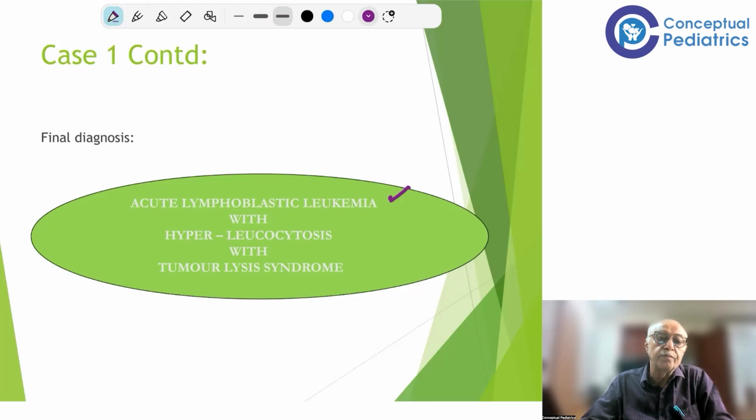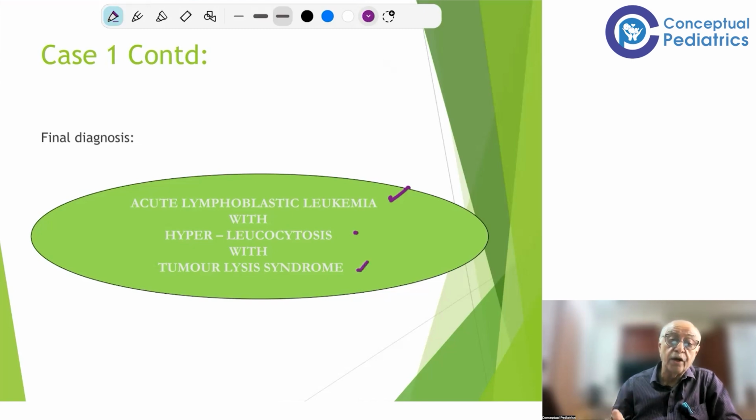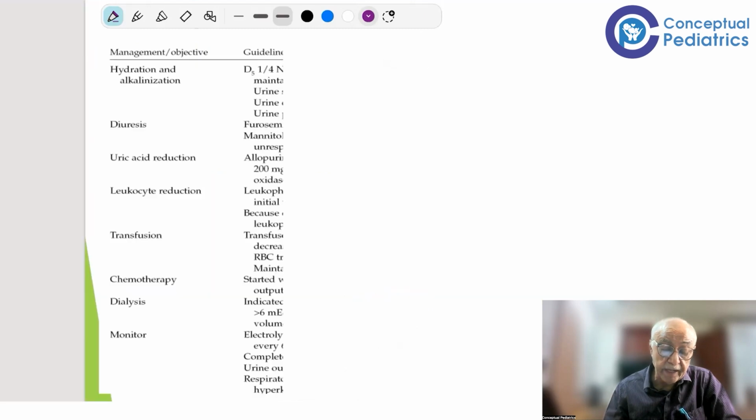And the pathognomonic features of tumor lysis syndrome are hyperphosphatemia, hypocalcemia, which was noticed in this child, hyperuricemia and hyperkalemia. So all four things were seen in this child. So the final diagnosis will be acute lymphoblastic leukemia with hyperleukocytosis with tumor lysis syndrome, right? So this is an oncological emergency because now I'll tell you the management.